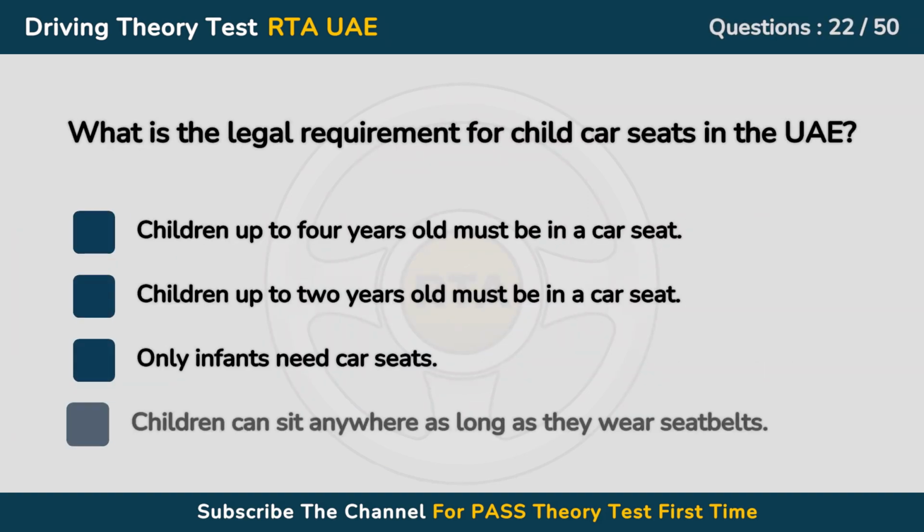Question 22. What is the legal requirement for child car seats? A. Children up to 4 years old must be in a car seat. B. Children up to 2 years old must be in a car seat. C. Only infants need car seats. D. Children can sit anywhere as long as they wear a seat belt.